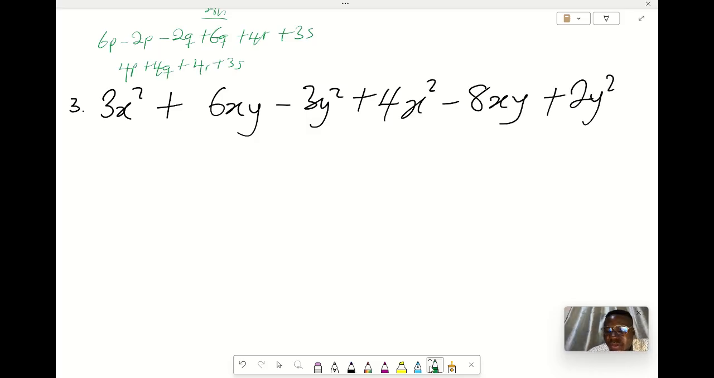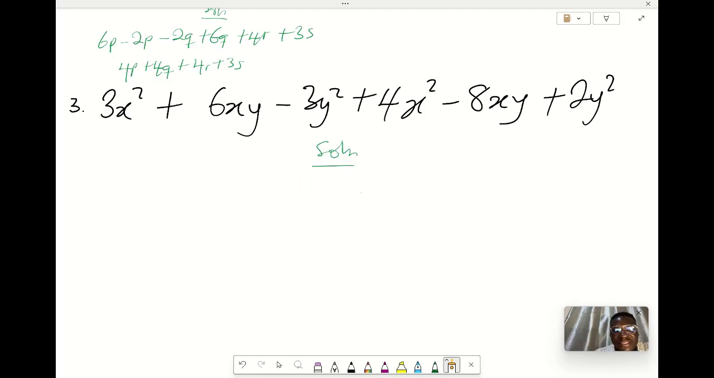Here's another question on the board that we need to find a solution to. Let's study the question first. This is 3x squared plus 6xy minus 3y squared plus 4x squared minus 8xy plus 2y squared. The most important thing here is to identify those that are like terms. You see we have the variable x squared here. We also have another x squared here. So these two are like terms.